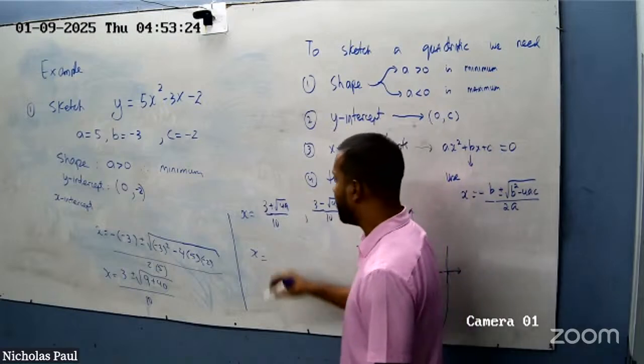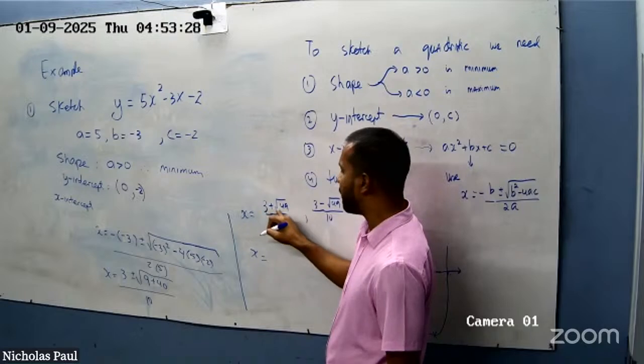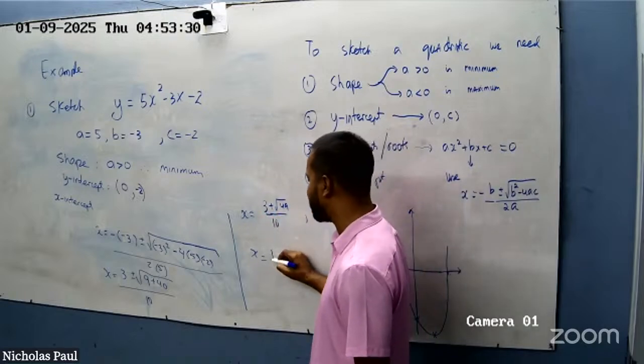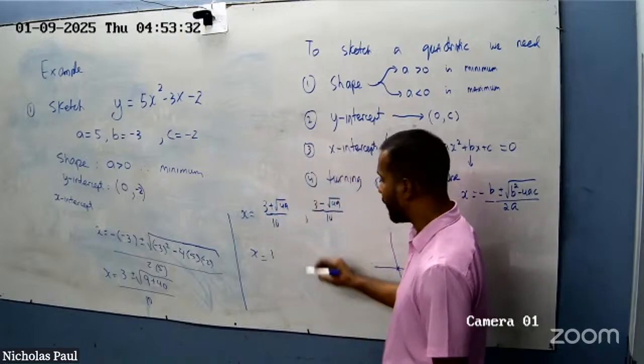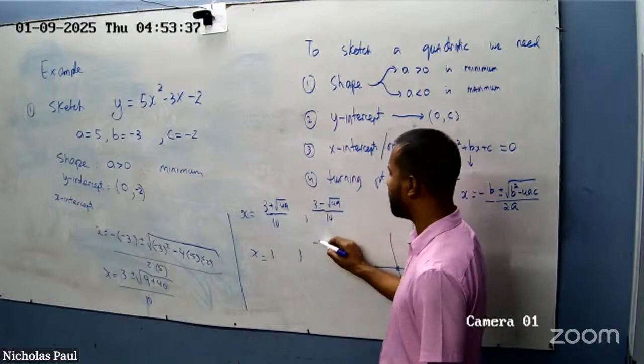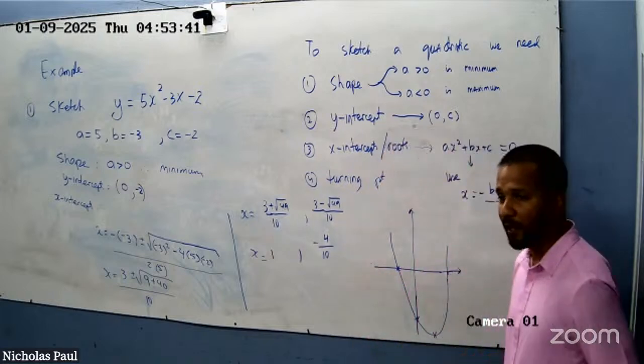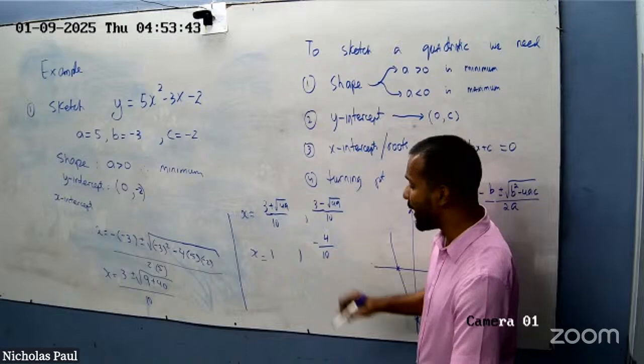3 plus root 49 is 7. 3 plus 7 is 10. 10 on 10 is 1. Here, 3 minus 7 is minus 4, so you'll get minus 4 on 10. Those are the 2 answers.